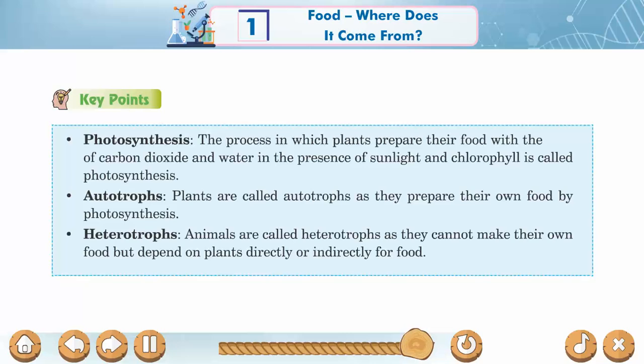Heterotrophs. Animals are called heterotrophs as they cannot make their own food but depend on plants directly or indirectly for food. Fill in the blank.